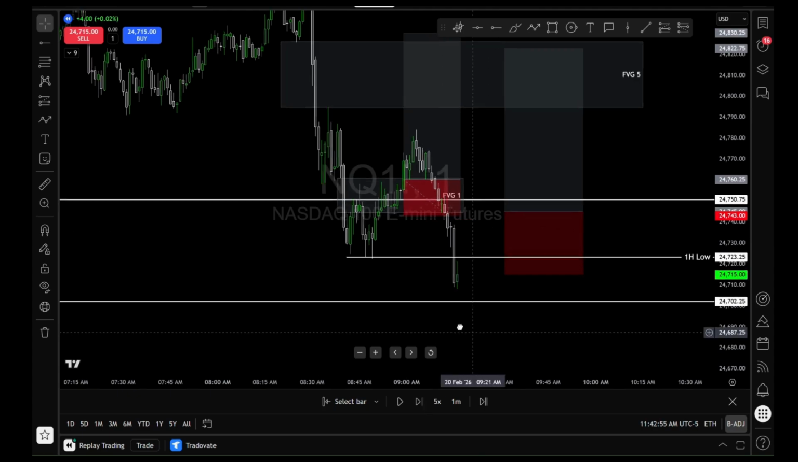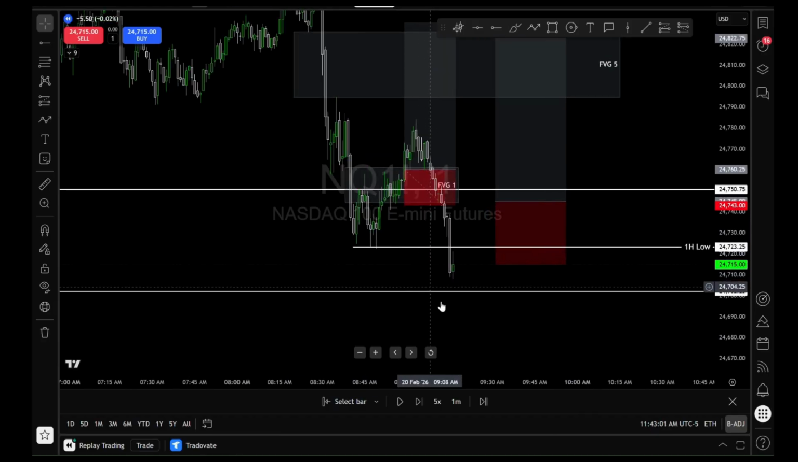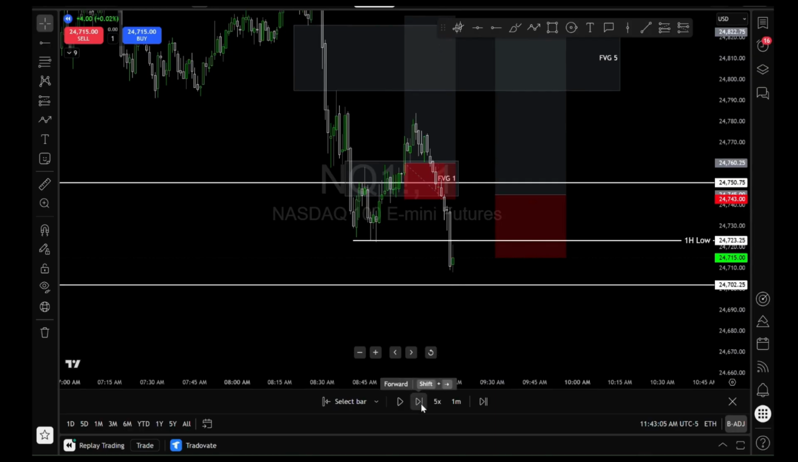And then price comes down. And then now we sweep the 1 hour low right here. And then we also have this sell side liquidity down here that it's likely going to want to get hit as well. And then we get the sweep right there.